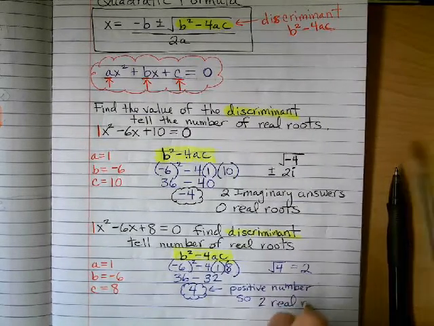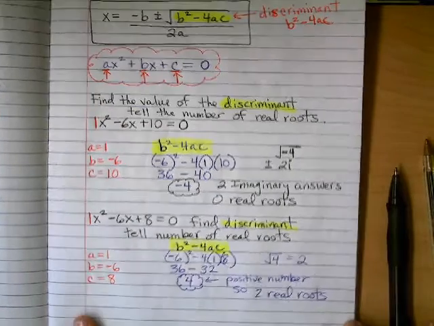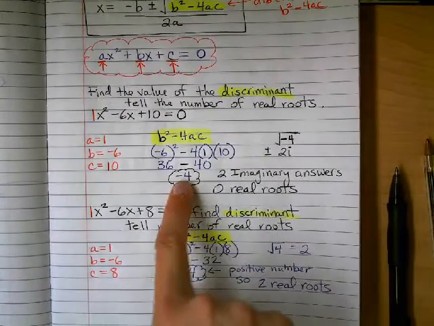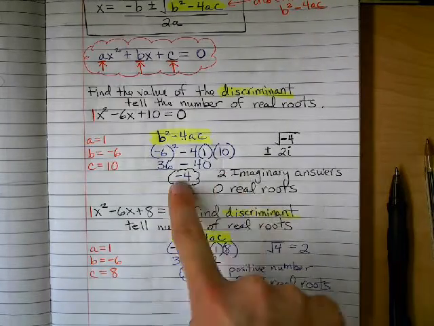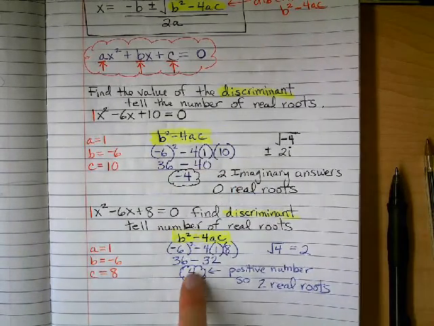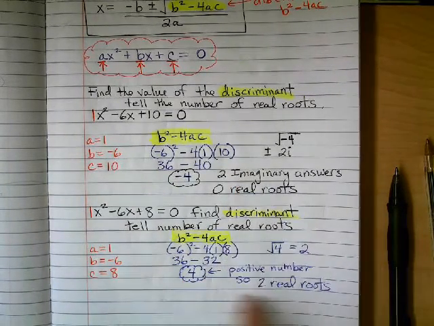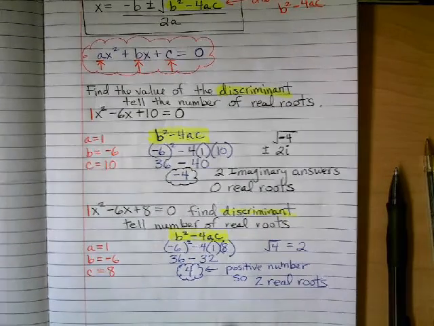2 real answers. So if you get a negative number in there, you end up with no real roots, 2 imaginary answers. But if you get a positive number for the discriminant, then you end up with real answers. Kind of get it? I know it's kind of weird.